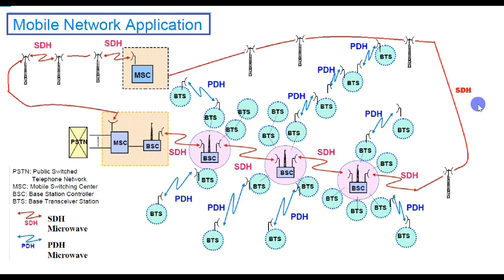So first we will read the description and what the PSTN is. PSTN, we can see over here, is the public switch telephone network. MSC is nothing but the mobile switching center. BSC is the base station controller, and BTS is the base transceiver station. So this is our BTS. BTS means our site, our tower.